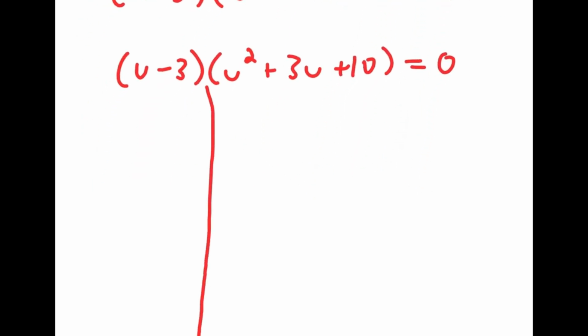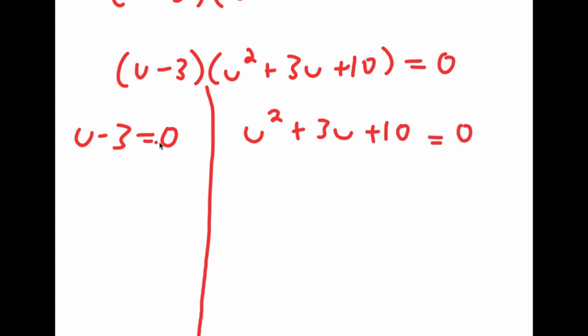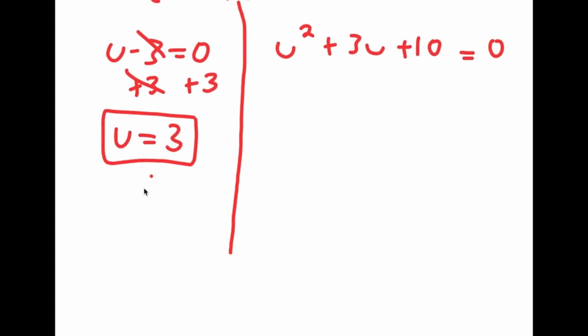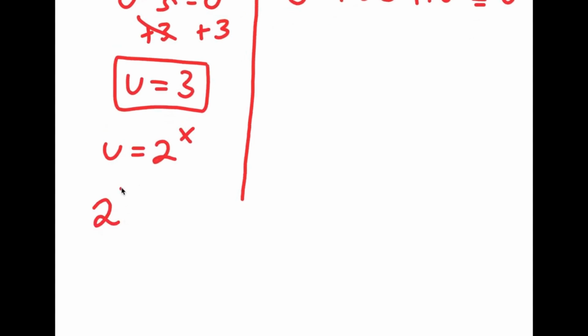Now this gives me two equations. I get u minus 3 is equal to 0, and I get u squared plus 3u plus 10 is equal to 0. So u minus 3 equals 0. That's pretty easy to solve. All I have to do is add 3 on both sides, and I get u is equal to 3. Now remember how we let u equal 2 to the power of x, meaning 2 to the power of x is equal to 3.